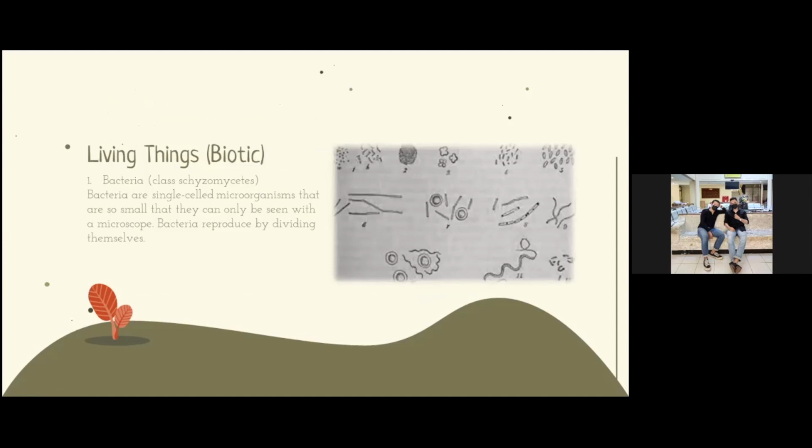Living things are biotic. Number one is bacteria or class Zygomycotes. Bacteria are single-celled microorganisms that are so small that they can only be seen with a microscope. Bacteria reproduce by dividing themselves.